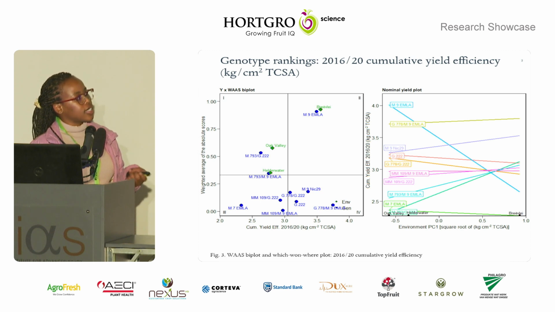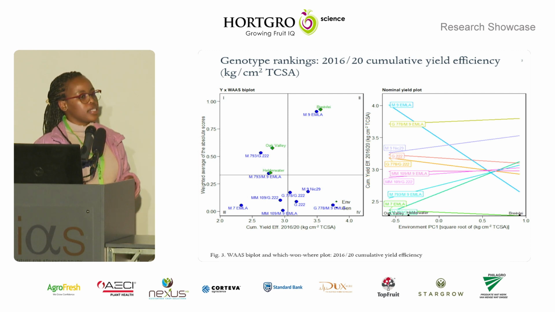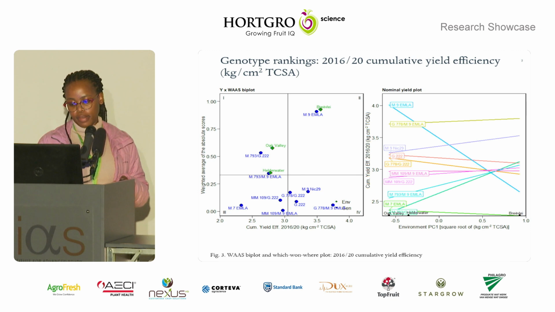In such a case, for cumulative yield, for example, a grower might want to select M9 EMLA over G7789 M9 at Oak Valley because it had a higher yield in cumulative yield efficiency at this site, whereas another grower at Breevlei will actually select G77 M9 because of its high yield. This also represents that some genotypes had narrow adaptability and others had wide adaptability.